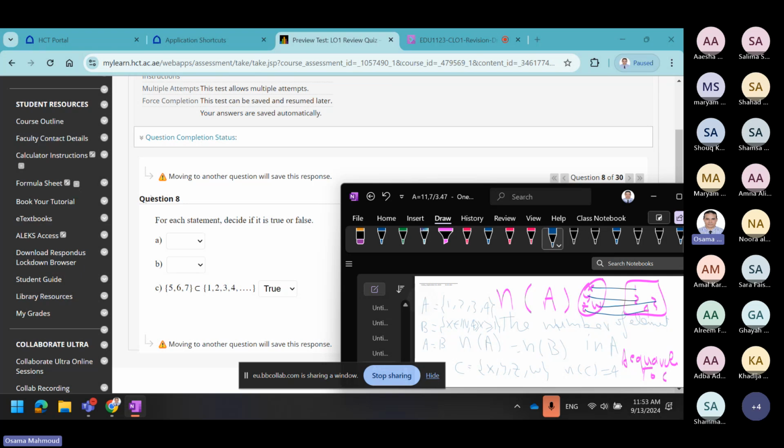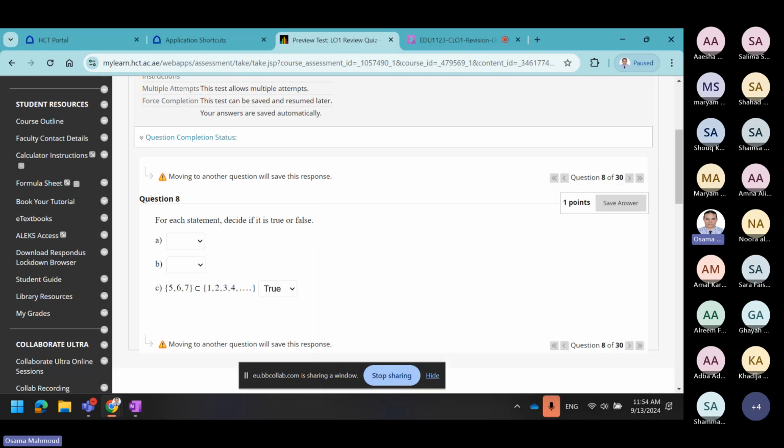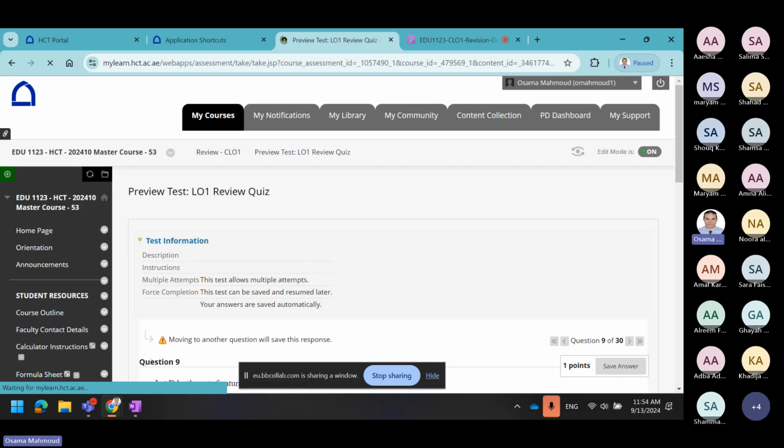But if they are exactly the same numbers, if I can reorder this one, 2, 3, 1, 4, the order doesn't make any difference in the set. They still have the same elements, they are equal. But if two different sets have the same number of elements and they are different, we call it equivalent, okay? So in this case, I'm just trying to explain this one. I cannot see the question over here.